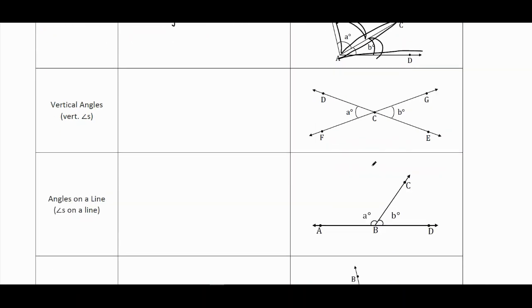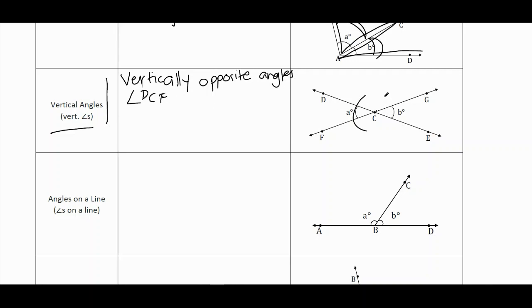Now, vertical angles. Doesn't matter if it's horizontal or vertical, it's just vertical angle. Why? Because it's taking note that they are vertically opposite to each other. Just like this, angle DCF, I'm naming this, this, and this. So it's this angle and this angle. As you can see, they form a vertical line, even though it's a horizontal line. I know, right? So angle GCE.